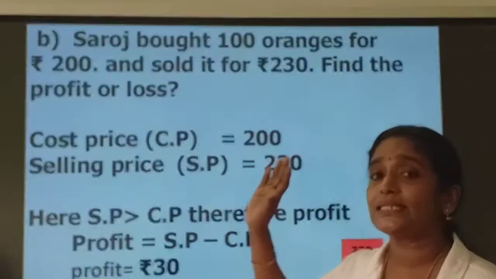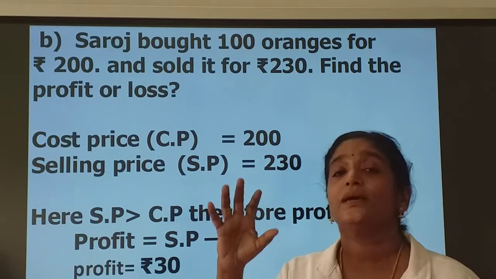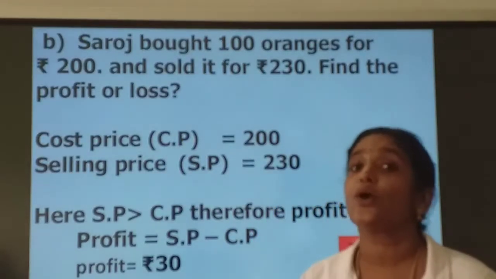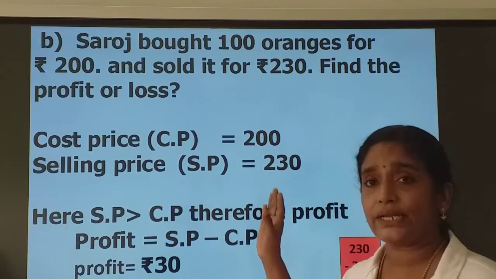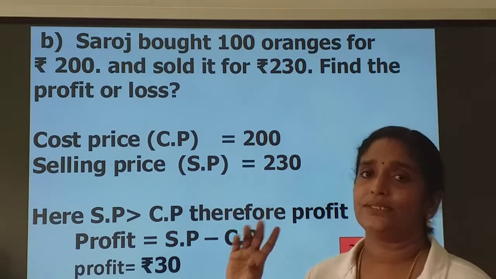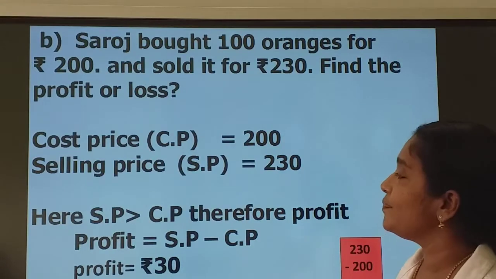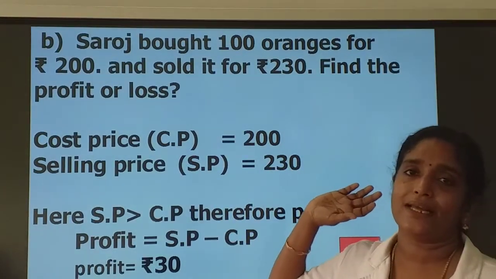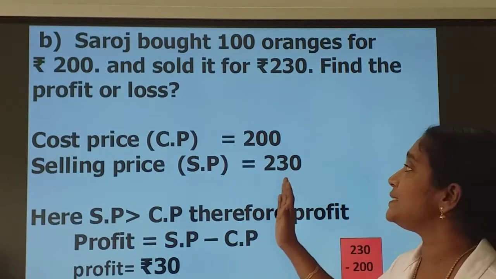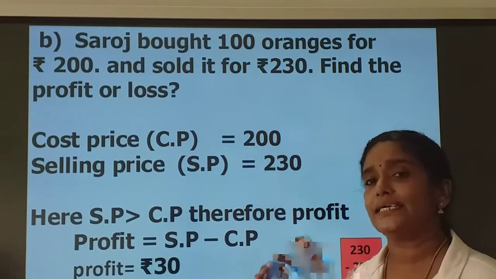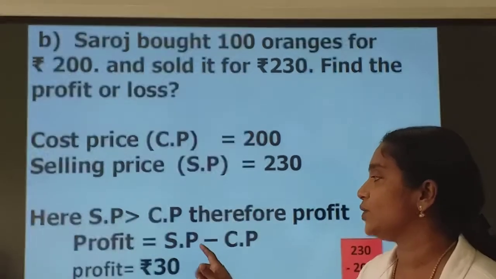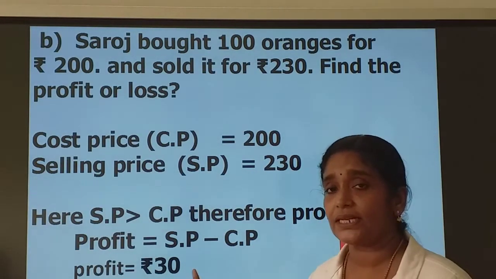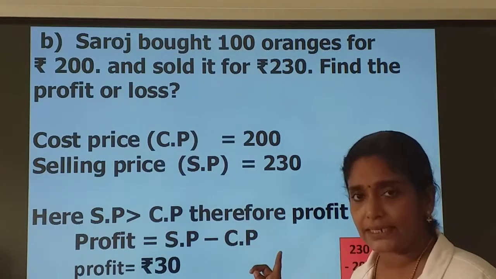Cost price means the buying price. Saroj bought the oranges for 200 rupees. So, that is the cost price and he sold it for 230. So, that is the selling price. Here, look, selling price is greater than the cost price. When selling price is greater than cost price, that is profit. So, profit equal to selling price minus cost price.